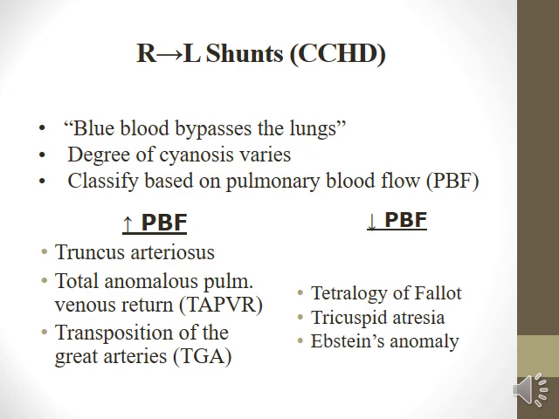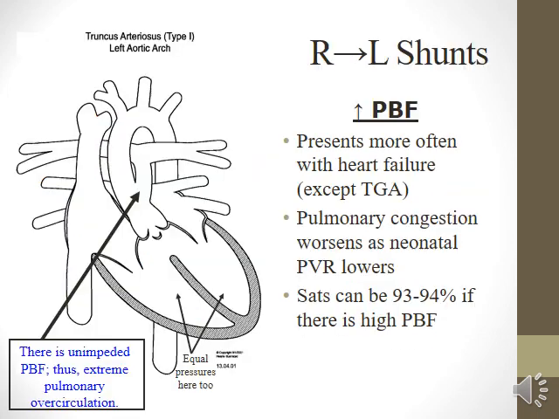Examples are truncus arteriosus, total anomalous pulmonary venous return, transposition of great arteries, and for decreased pulmonary blood flow, examples are tetralogy of Fallot, tricuspid atresia, Ebstein anomaly.